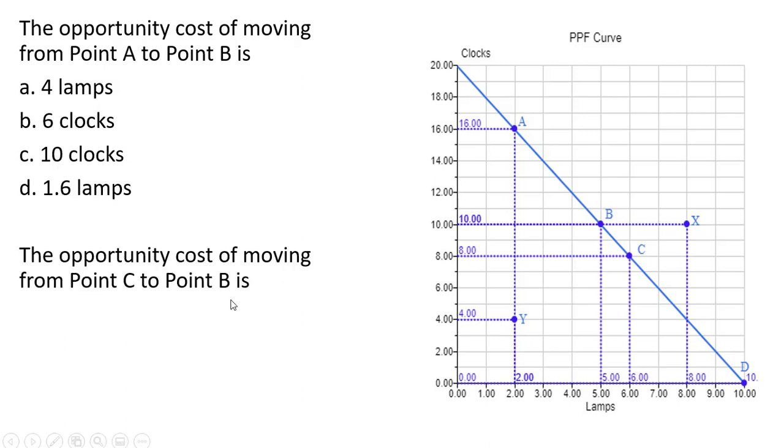The opportunity cost of moving from point C to point B. When we move from point C to point B, what do we give up? We give up producing lamps. How many lamps do we give up producing? We give up producing 1, 6 minus 5. So the answer here is D, 1 lamp.